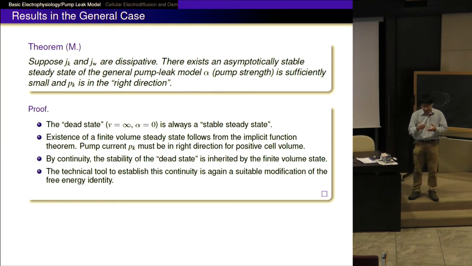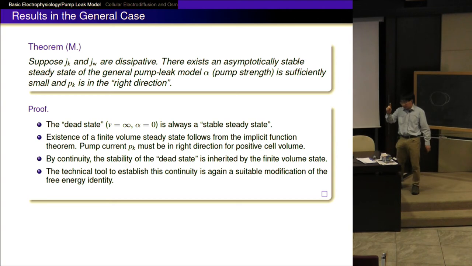In any case, let's say I turn off the pumps, then the dead state is stable. So the dead state is stable when the pump is zero. If I turn on the pump a little bit, maybe I will be able to at least get a finite volume. And because the dead state was stable, the state in which I turn on the pump a little bit and the volume is finite is also stable. Does that make sense? So that's the proof. Basically, the stability of the dead state gives you stability of the live state. That's the proof.